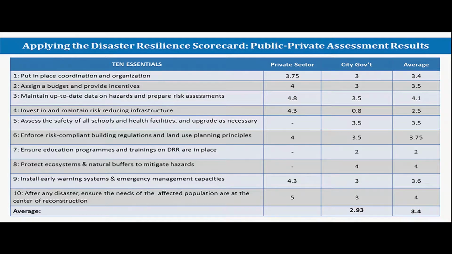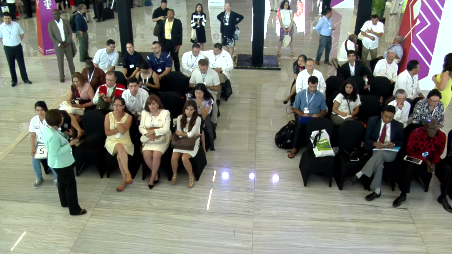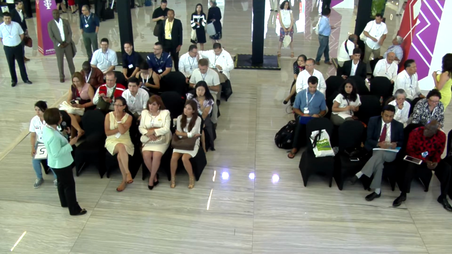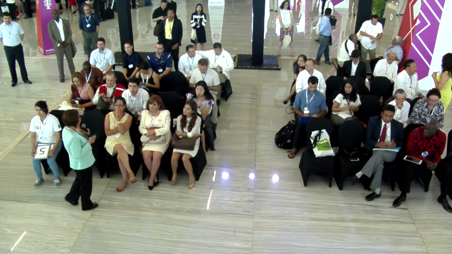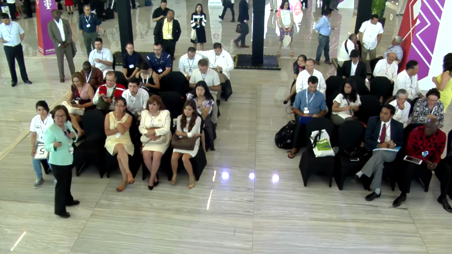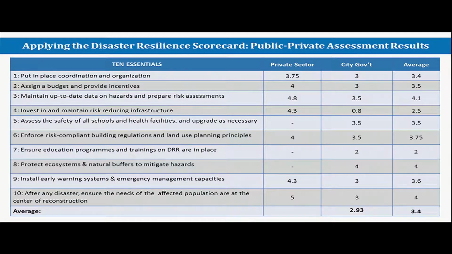This is the private sector perspective. So if you will notice, there are certain parts there that are not answered. They say it's not applicable. So perhaps the people who attended the workshop are not really aware of what the elements of disaster risk reduction are. So the overall rating of the private and the public sector is 3.4.